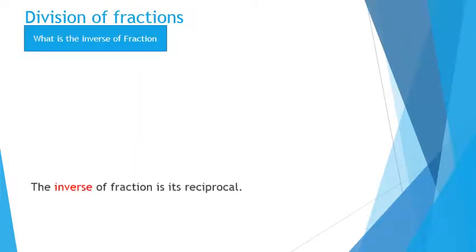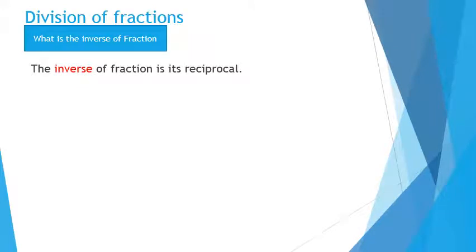Now, how to divide a fraction? Before talking about division, we have to ask what's the inverse of a fraction? The inverse is its reciprocal. So what? The inverse of 2 over 5 is 5 over 2. To find the inverse of a number, I have to replace the numerator and the denominator. Okay, they have to switch their positions.